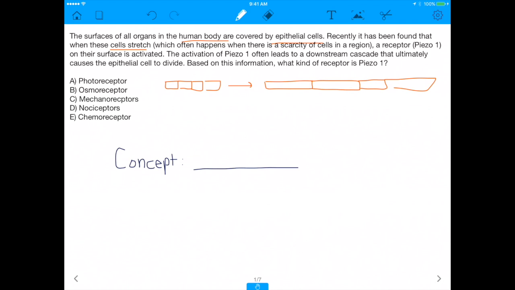Which often happens when there's a scarcity of cells in the region. A receptor piezo1 on the surface of the cell is activated. The activation of piezo1 often leads to a downstream cascade that ultimately causes the epithelial cell to divide. Based on this information, what kind of receptor is piezo1?